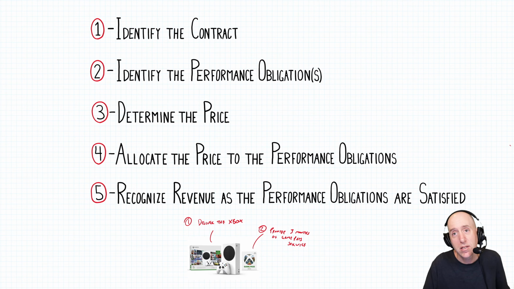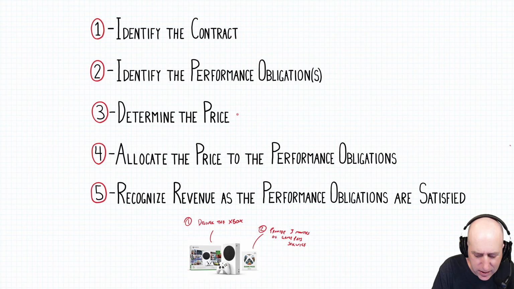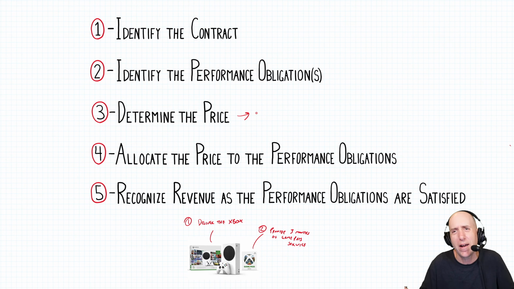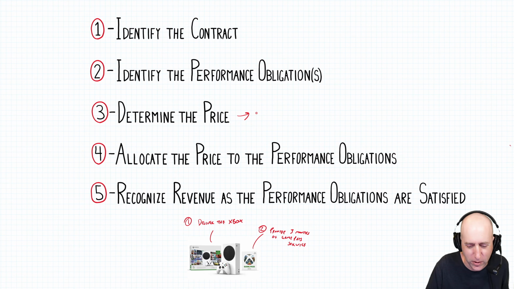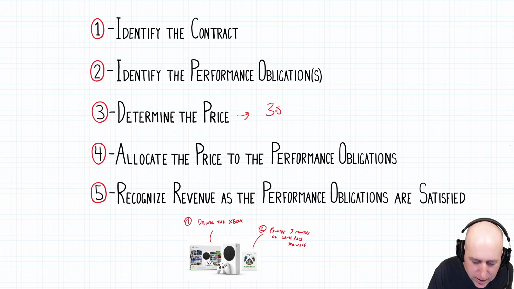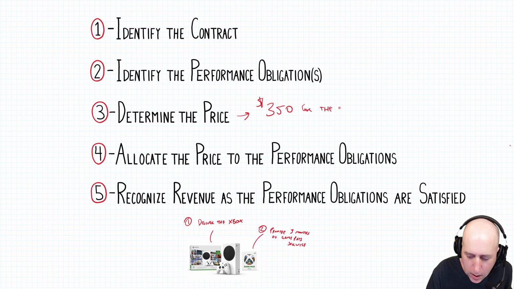Determine the price. The price is what I pay for it. And let's say the price for these things, it's a variable. It depends if you get a deal or not. But let's say the price is $350 for the bundle.